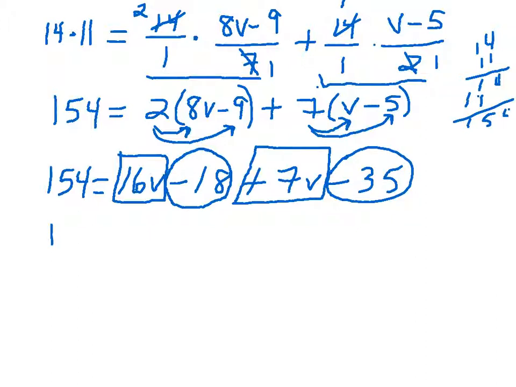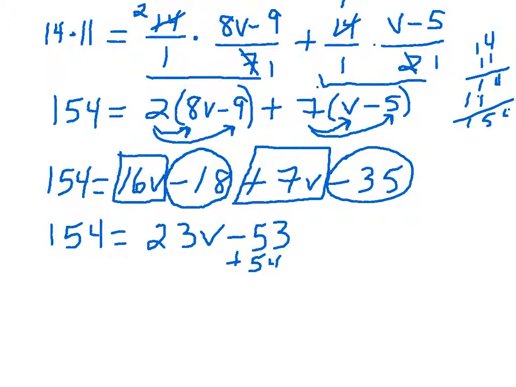All right, so let's look at these combinations. 16v plus 7v, that's going to give us 23v's. Negative 18 minus 35 is going to give us an even bigger answer of negative 53. All right, we're down to our basic two-step equation. Okay, this should hopefully feel pretty good for you guys. So what we're going to do is get rid of the 53. Because it's being subtracted, we're going to add it to both sides. Whoops, let's add a 53, not a 54.